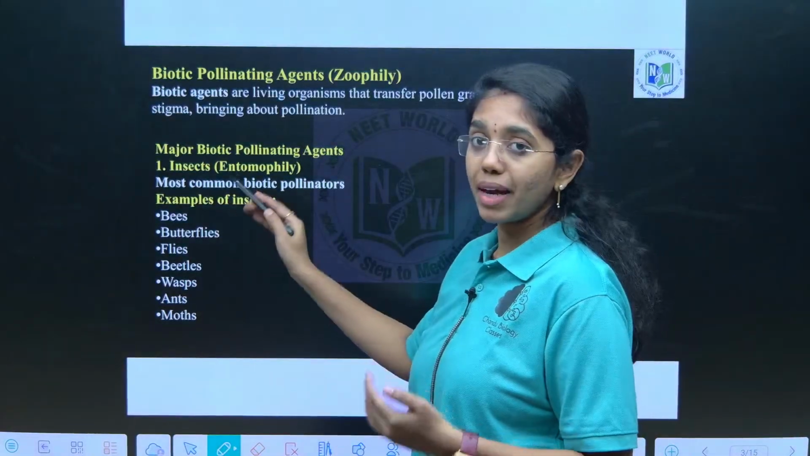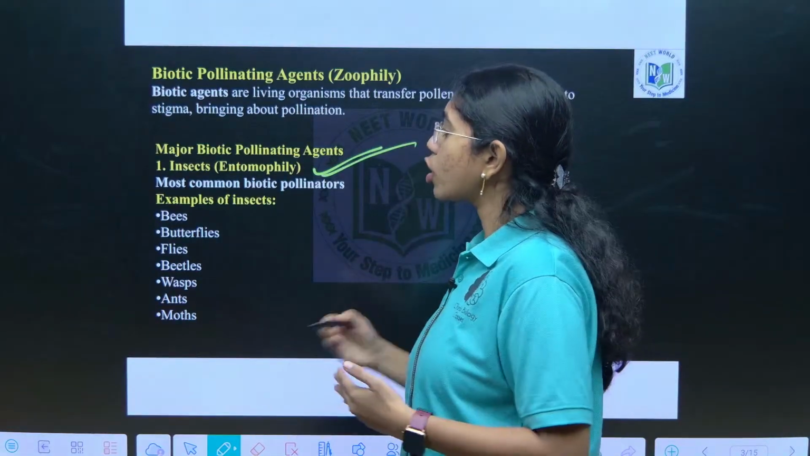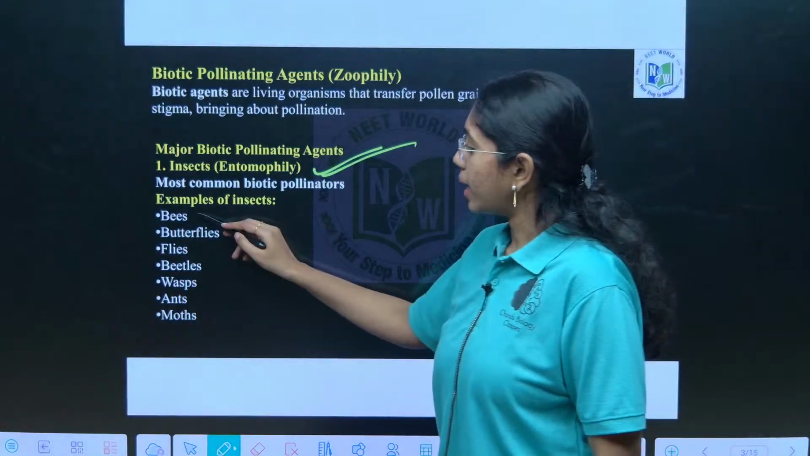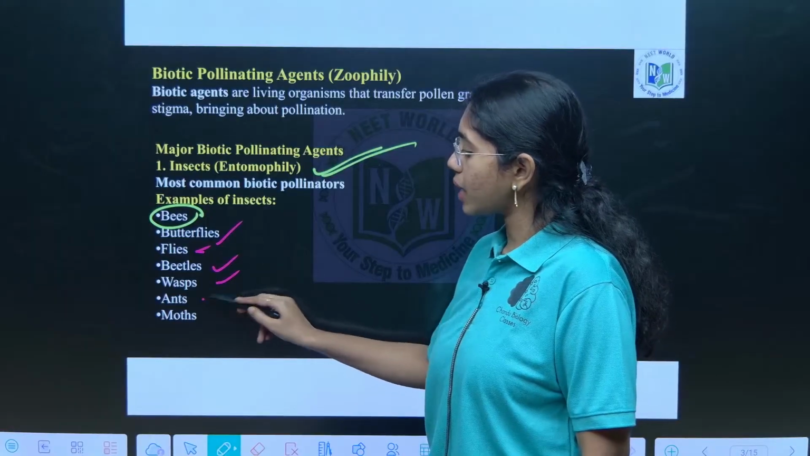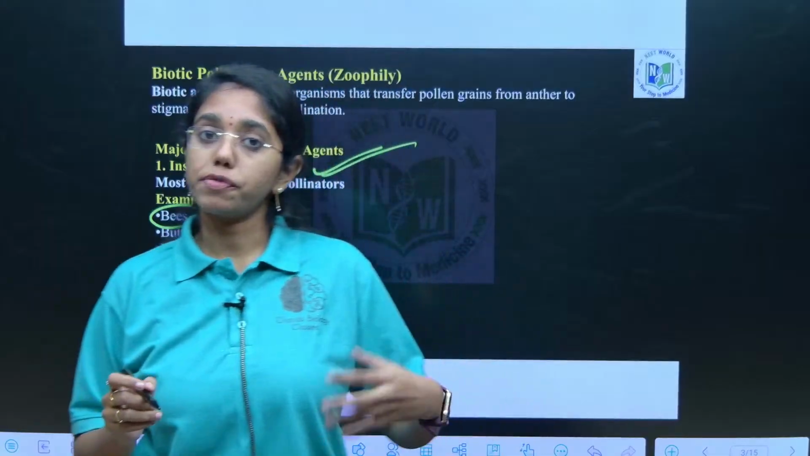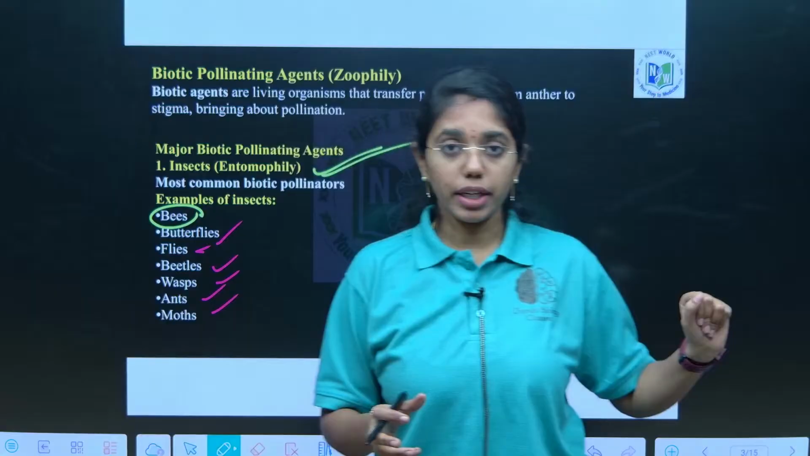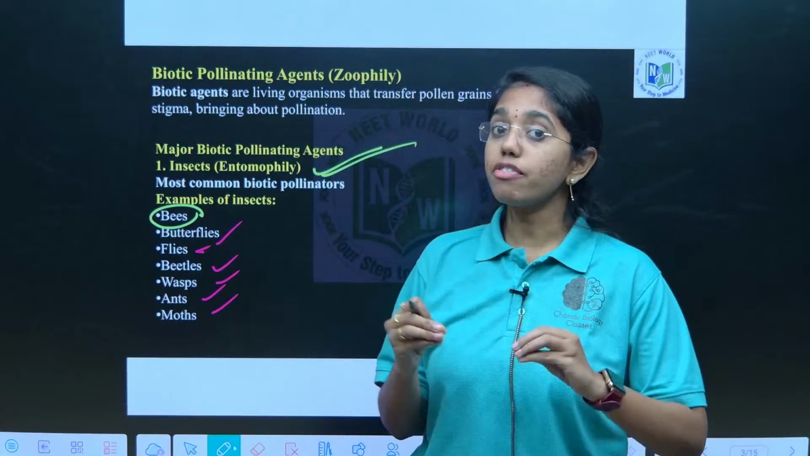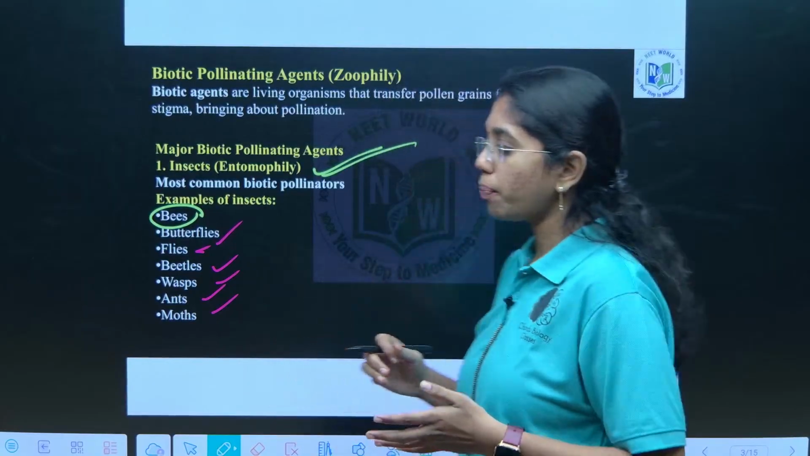Major biotic pollinating agents will be what? Insects. And the most common biotic pollinating agents amongst insects are bees, butterflies, flies, beetles, wasps, ants and moths. Unlike the plants of abiotic pollinating agents, biotic pollinating agents will have specific characteristic features to attract the insects for pollination.